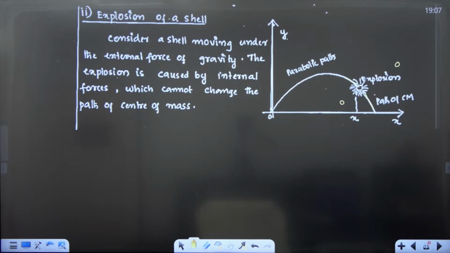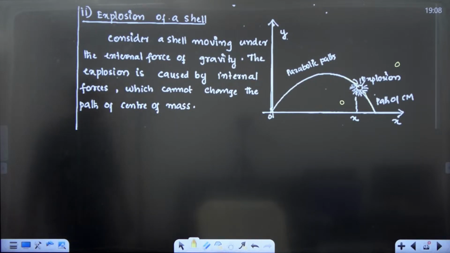So the layer done. What about others? So even after the explosion, the center of mass will be the same. It doesn't vary. The path of the center of mass will be the same, intact, no change. Done.